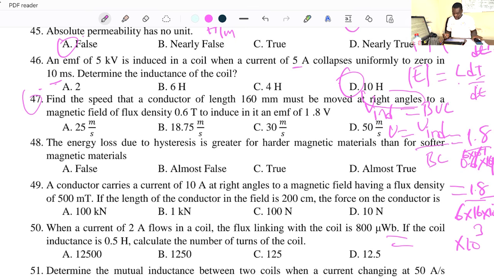So I'll just have 1.8, right? We have here to be 1.8 divided by 6 times 16. 6 times 16. Okay, we get 0.01875. So this is just times what? 1,000, right?